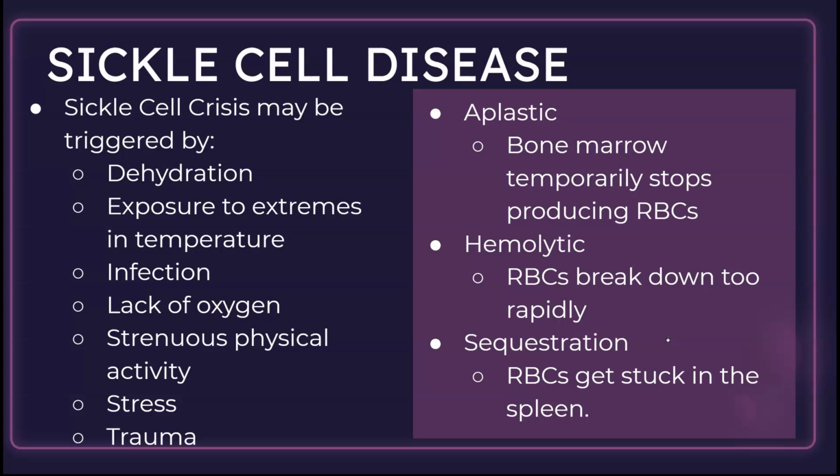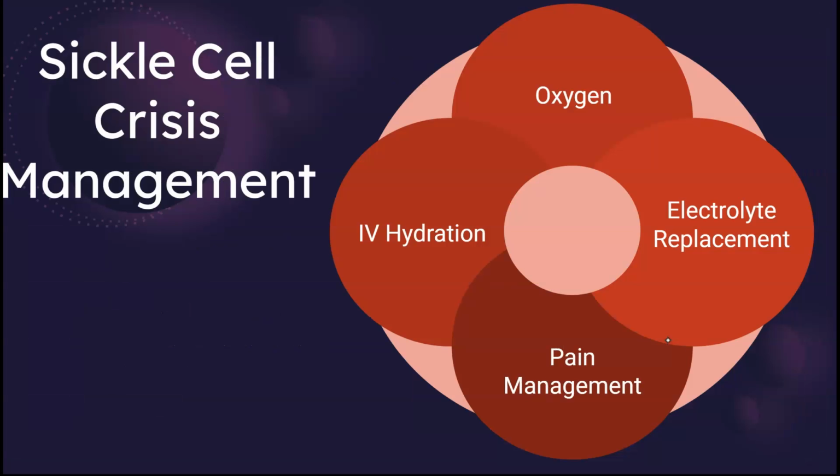Aplastic sickle cell, right? The bone marrow temporarily stops producing the red blood cells, or the red blood cells get broken down too quickly in hemolytic sickle cell. And then you have sequestration, which is where the spleen starts to, either on purpose or because it's getting stuck, put some red blood cells aside for storage, thinking that there's going to be a problem in the future. This is why the spleen is super helpful if you have an otherwise healthy patient who's going into hypovolemic shock, because it can de-sequester the red blood cells to help move some more oxygen around.